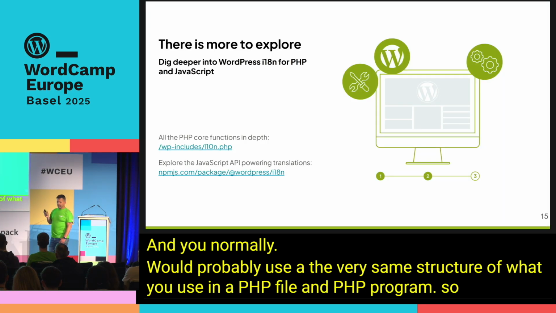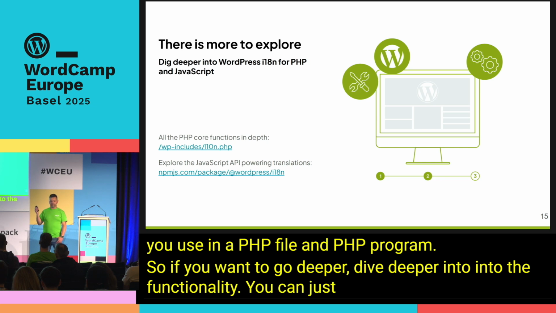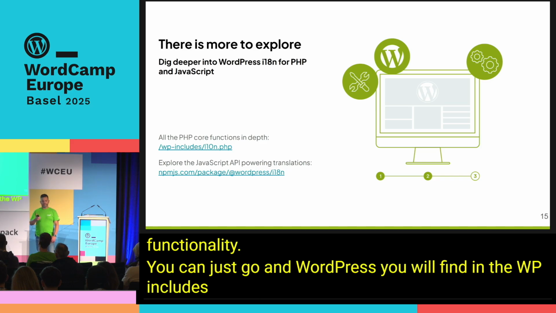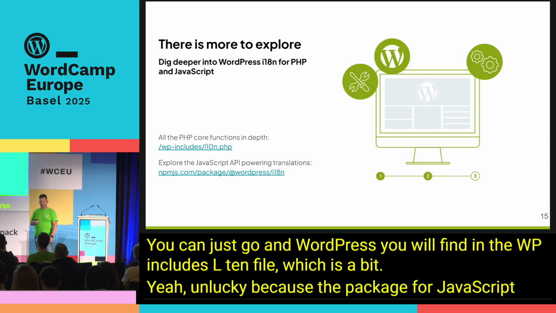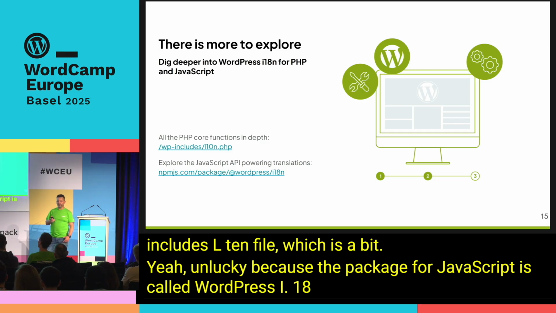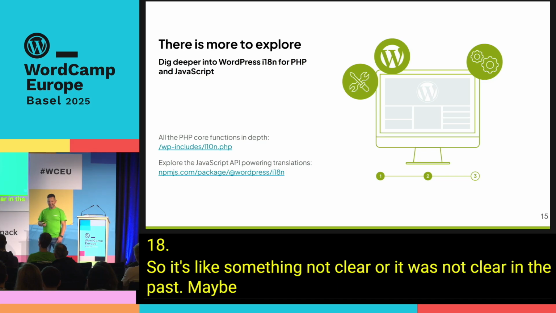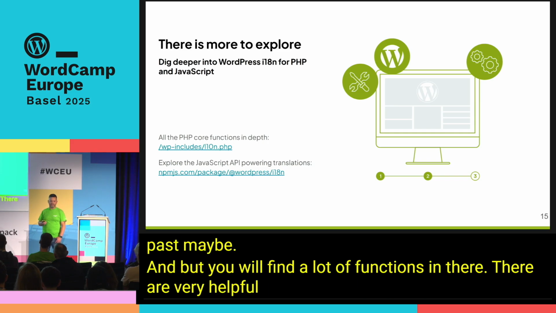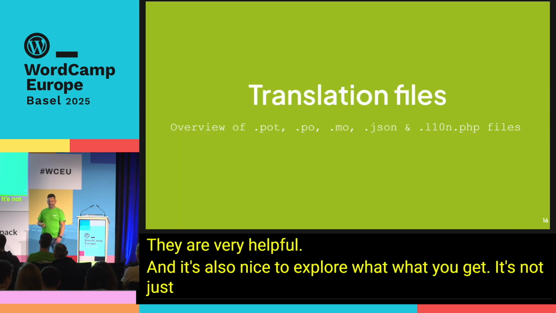So if you want to dive deeper into the functionality, you can just go into WordPress. You will find in wp-includes the l10n file, which is a bit unlucky, because the package for JavaScript is called wordpress i18n. So it's something not clear, or it was not clear in the past, maybe. But you will find a lot of functions in there. They are very helpful, and it's also nice to explore what you get. It's not just in the documentation.